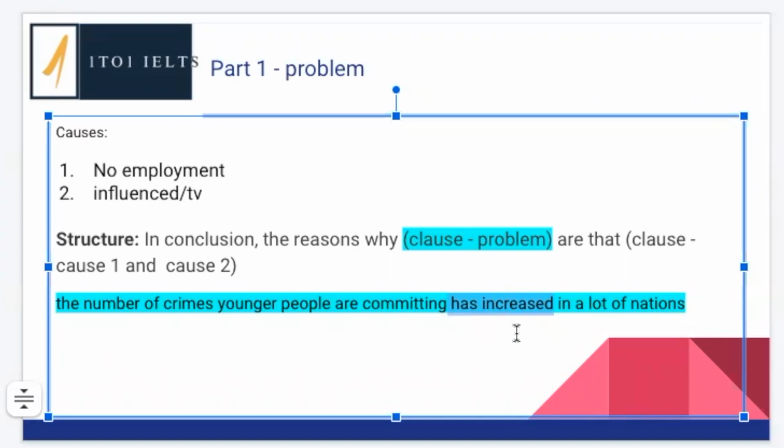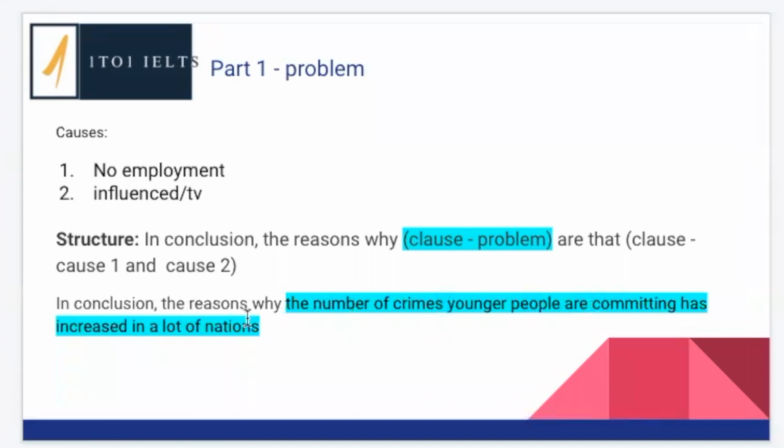We're good to go. So all we're going to do is we're going to take this clause that we see in front of us, highlighted in blue, and insert it into this structure here. So that's going to look like, in conclusion, the reasons why the number of crimes younger people are committing has increased in a lot of nations. Okay, that's part one. That's all we had to do. We had to come up with a problem in the form of a clause. And now we're going to move on and we're going to look at our causes.